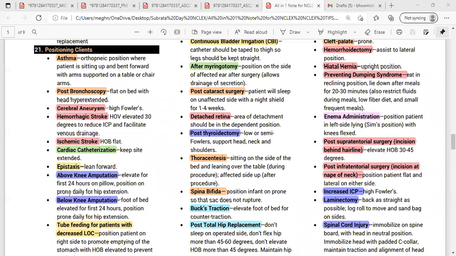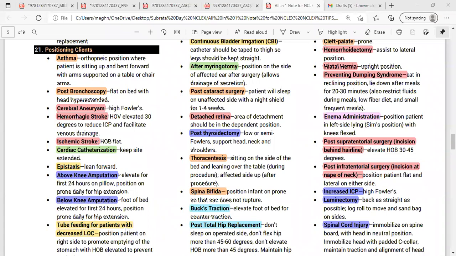Position on the prone daily for hip extension. If anybody has below knee amputation, the foot of the bed is elevated for the first 24 hours and position prone daily for hip extension.